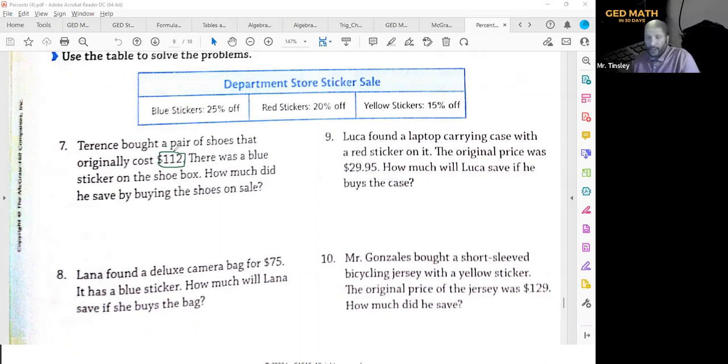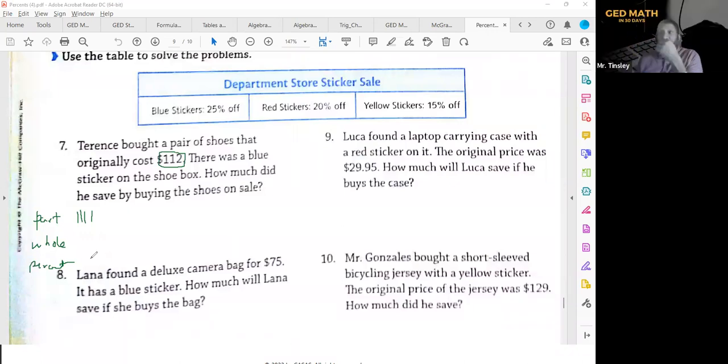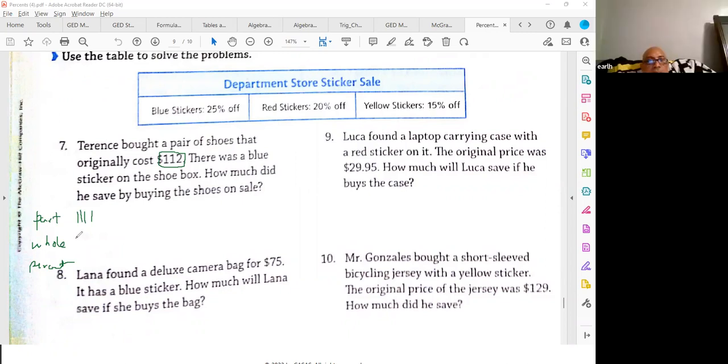Is that whole, part, or percent? Part. I heard three people say part, and another person say part. How many people say it's the whole? Nobody. How many people say it's the percent? Nobody. There we go. That's the problem. If the shoes originally cost 112, that is the whole. That's the original price. Remember, if something was part, it's less than, right? So this is your whole.